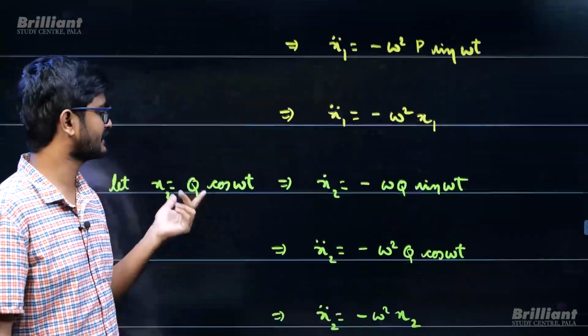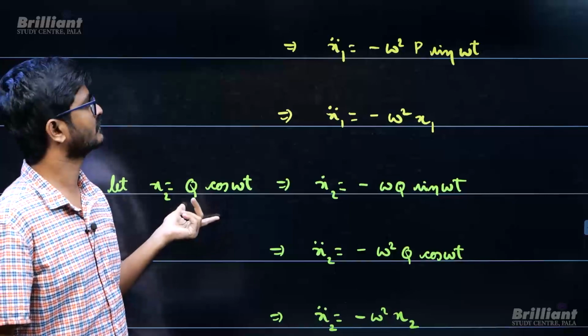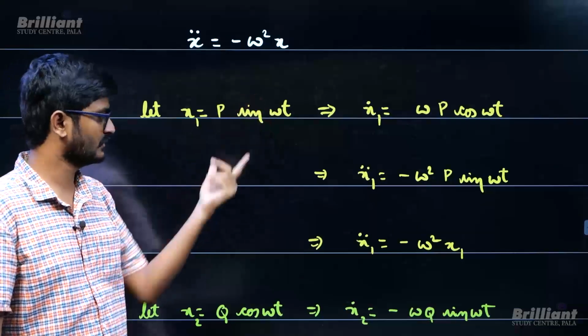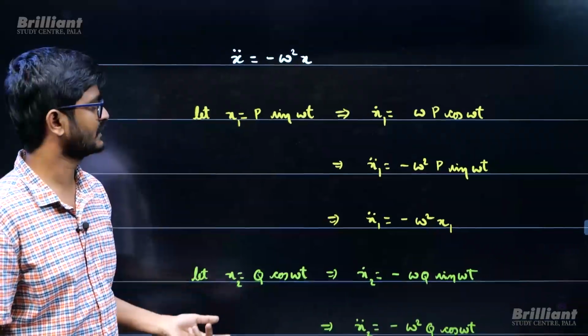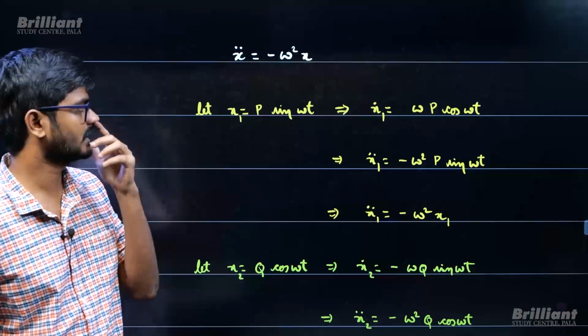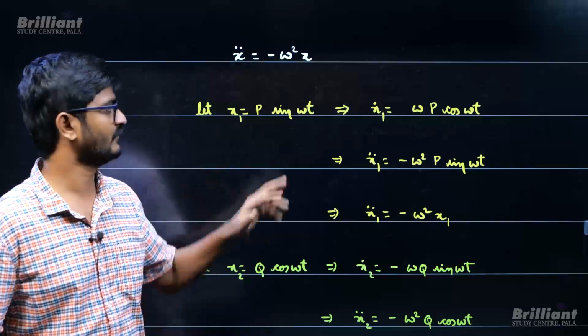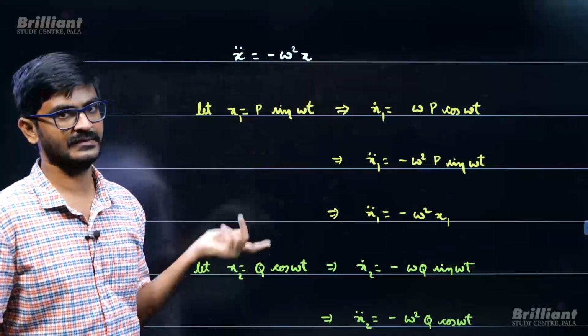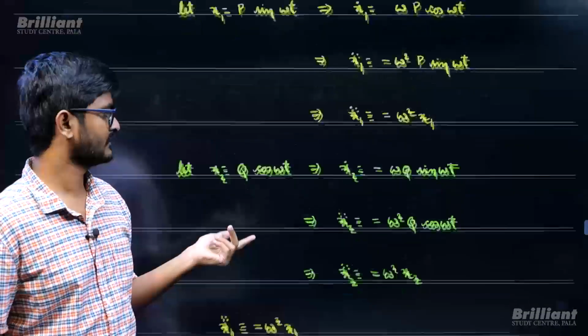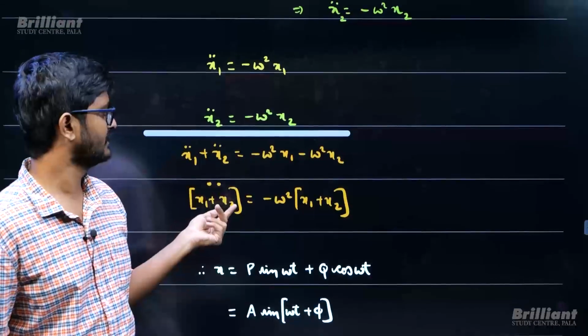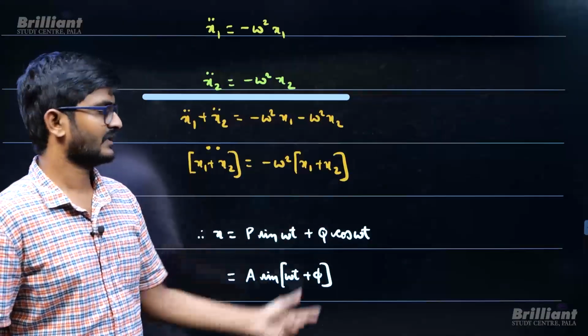Now similarly I can guess this can also be a solution. Then what is the solution? Whether this is the solution or this is the solution. These are specific solutions. The general solution, when it is a double differential equation, there will be two roots. So if you can find any two roots, then the summation of them is going to be the general solution. So the general solution is going to be P sin omega t plus Q cos omega t.